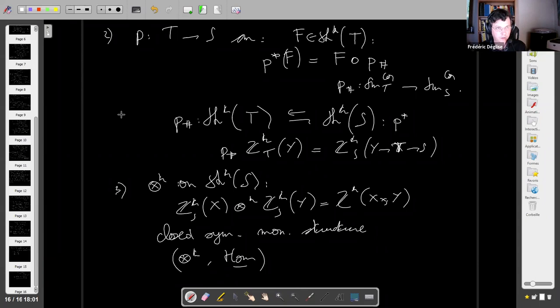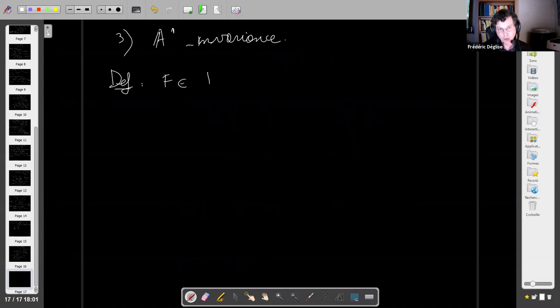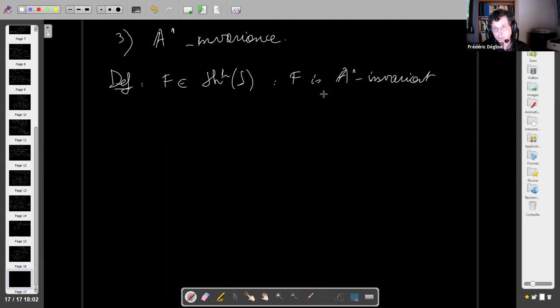Okay, so that was for the formal part of sheaf theory on the site. So okay, I'm definitely late. The last important property that Voevodsky introduces is the so-called A1 invariance. For sheaves, the definition is very easy. You take a sheaf, or it works also for presheaves with transfers, and you say that F is A1 invariant if for any smooth scheme X over S, the map induced by the projection of the affine line X to F of A1 times X is an isomorphism. Okay, so very simple.